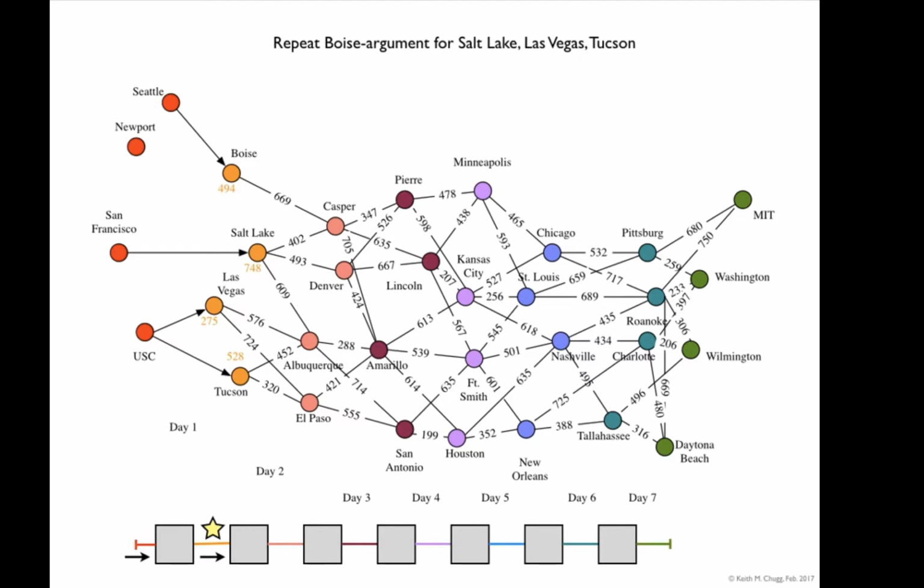So for example, if it came from Boise, it would be 494 plus 669. If it came from Salt Lake, it would be 748 plus 402. So we need to compare those 2 sums and choose the smaller of those 2. And it turns out that 748 plus 402 is smaller than 494 plus 669, so Boise is going to lose out.